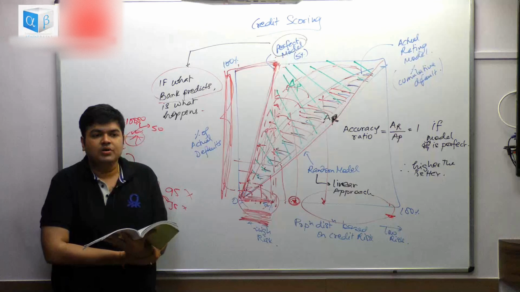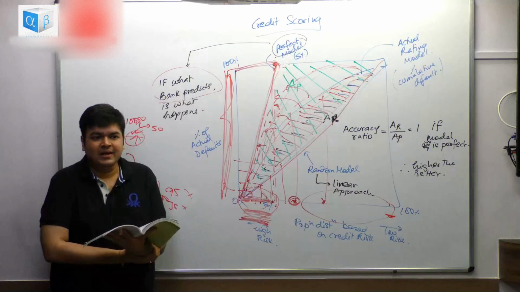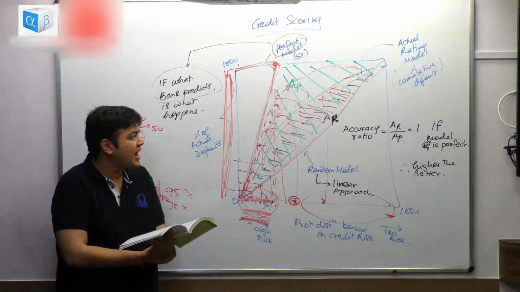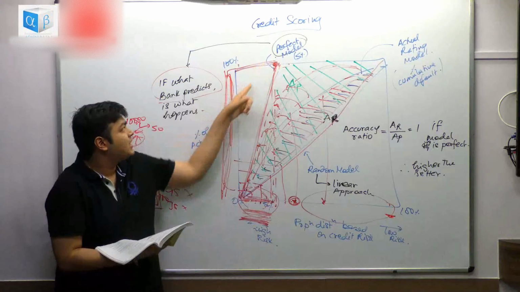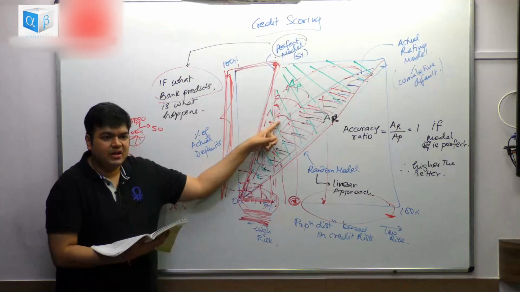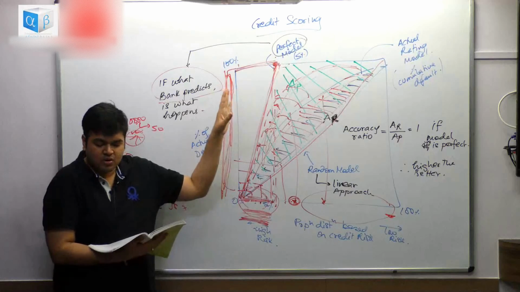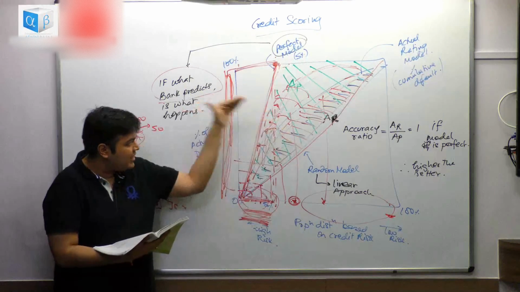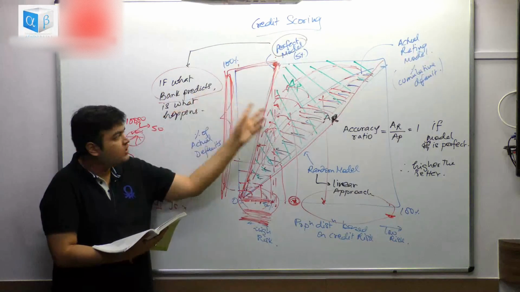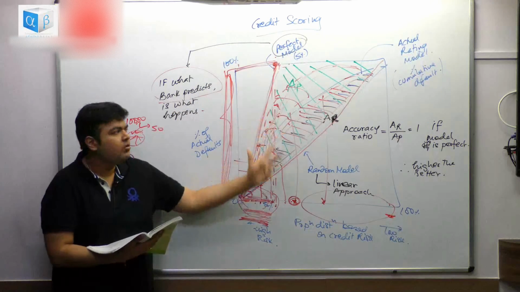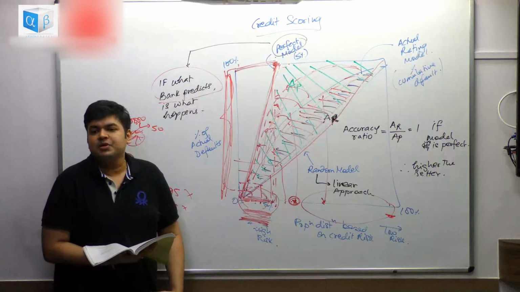Tell me, comfortable or not till here? Getting it? So AR by AP is your accuracy ratio. AP is basically a perfect model and AR is the reality. P for perfect, R for reality, if you want to learn it that way. And the more your AR turns towards perfection, the higher the AR by AP ratio. It would be equal to 1 if the model is absolutely perfect.